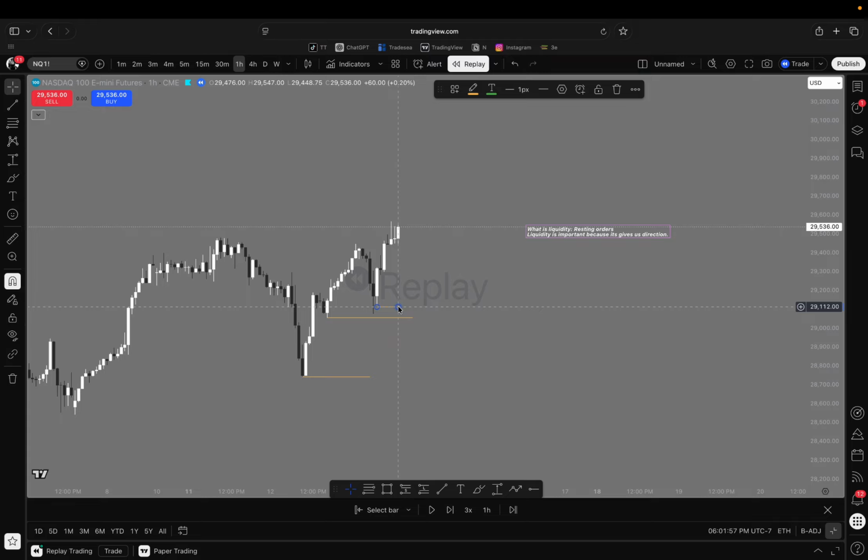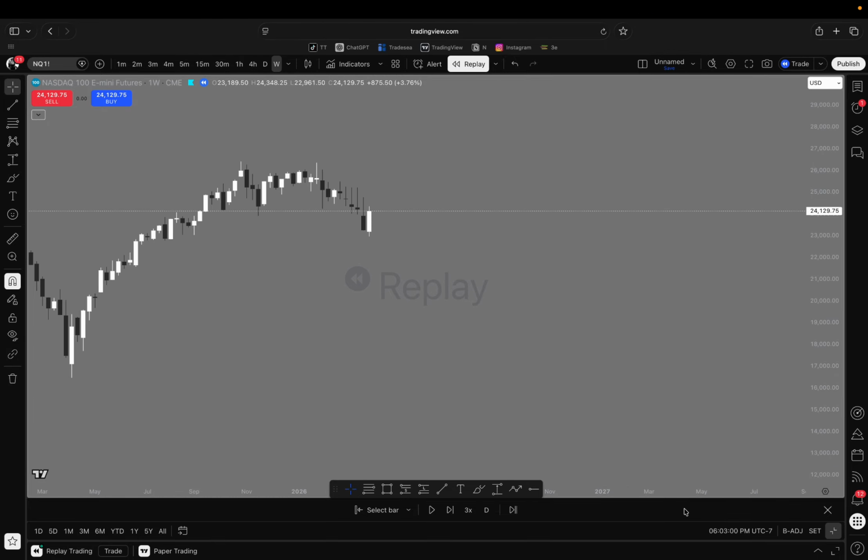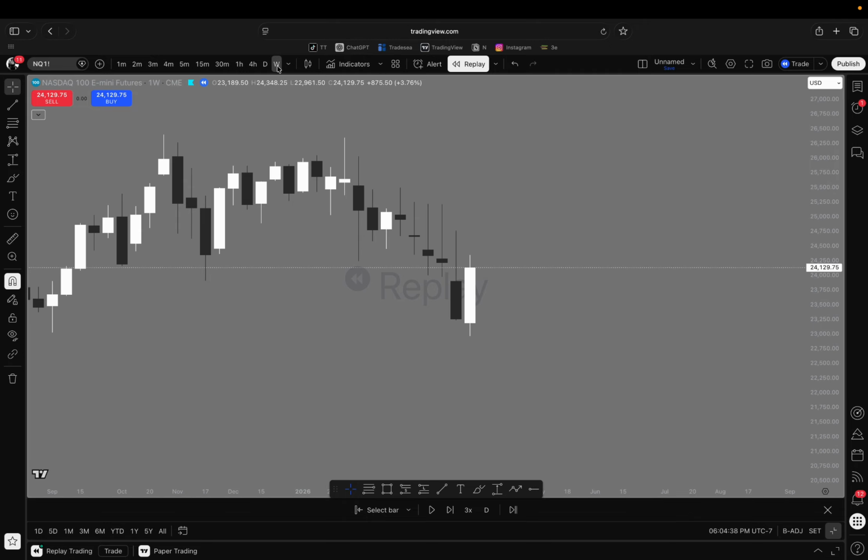Now let's get into the prominent draws on liquidity. I'm going to cover previous week high and previous week low. So right now I'm on the weekly time frame. I'm going to mark the previous week's high and the previous week's low. As you can see, this week's candle has already taken out the previous week low. And so what we can expect is for price to now target the opposite direction. In this case, previous week high.